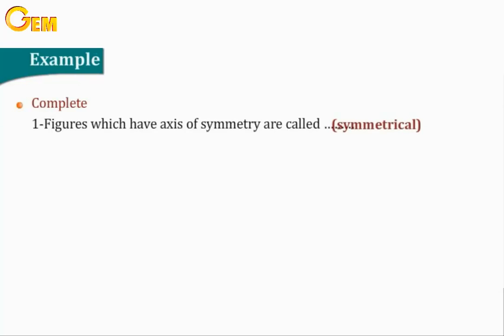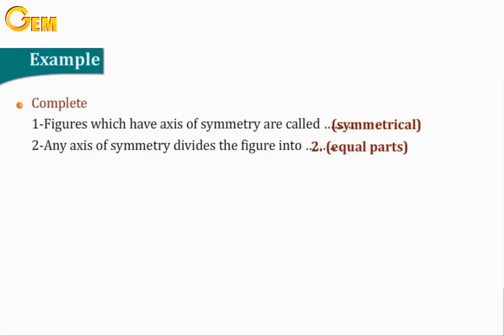Example complete. Number 1. Figures which have axes of symmetry are called... Answer: symmetrical. Number 2. Any axes of symmetry divide the figure into... The answer: 2 equal parts.